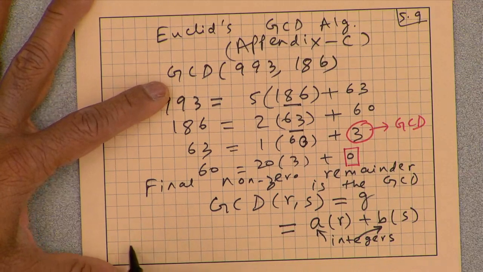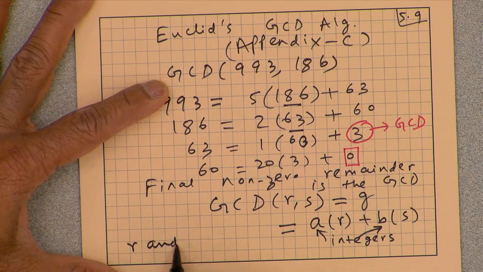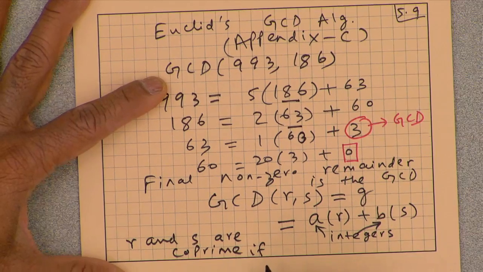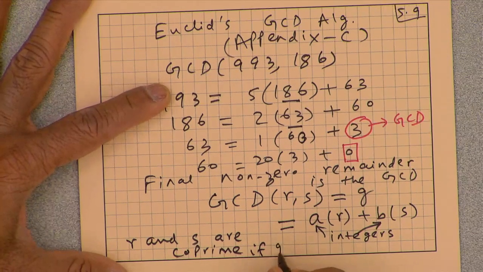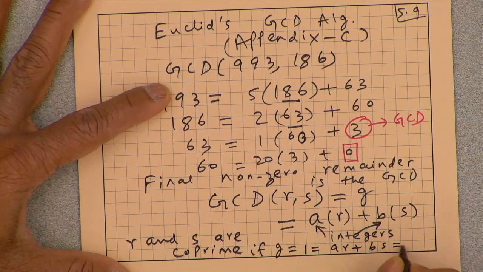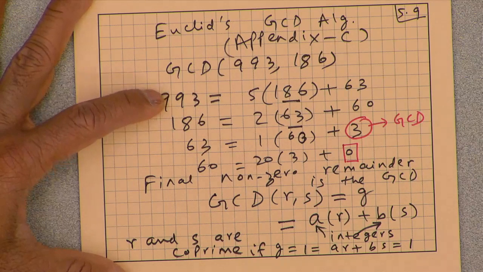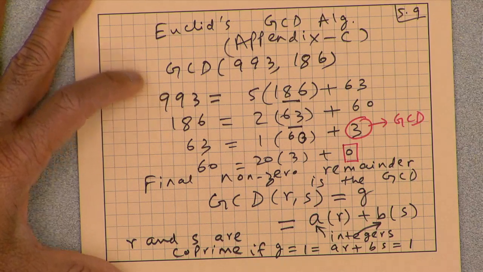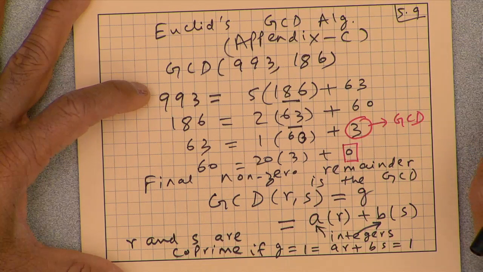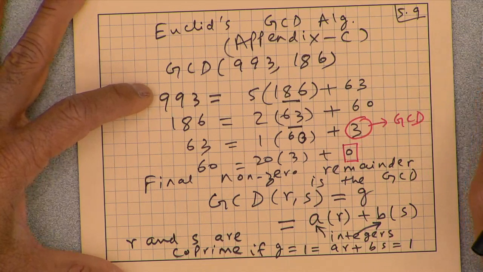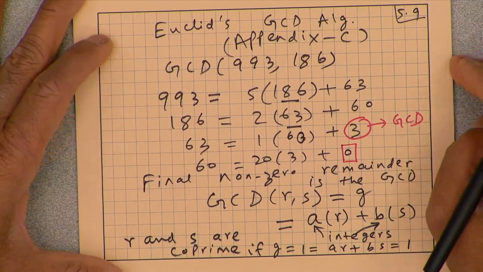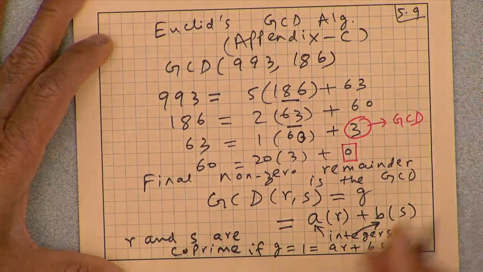Now, we say that R and S are relatively prime or co-prime if the GCD is 1. If the GCD is 1, there must exist some integers A and B such that AR plus BS is equal to 1. That then says that R and S are co-prime or relatively prime, same thing.